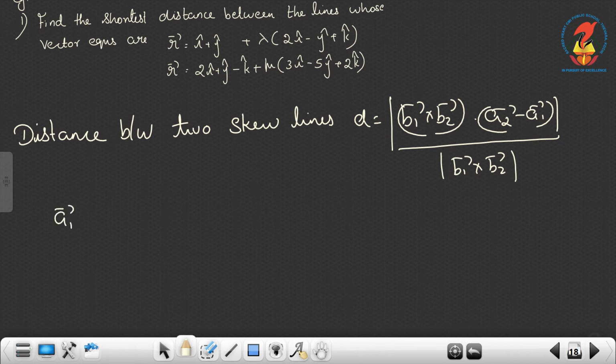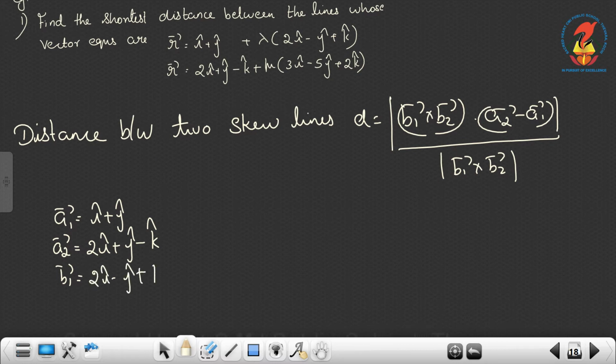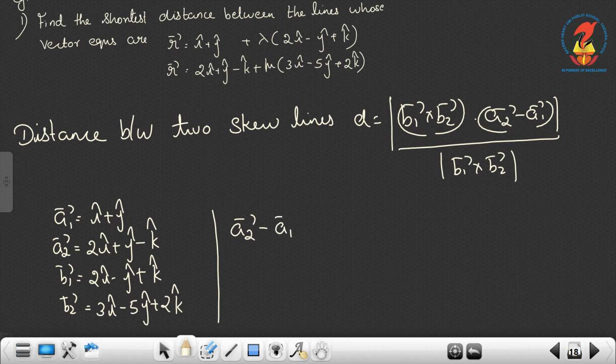So what is A1? I plus J. A2 is the first part of the second line. Then B1 means the first line after lambda. That part is B1. Then B2 is 3i cap minus 5j cap plus 2k cap. Now what is A2 minus A1? 2i minus i is i, j is 0, then minus k cap.